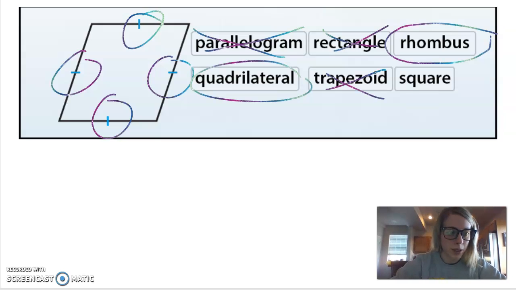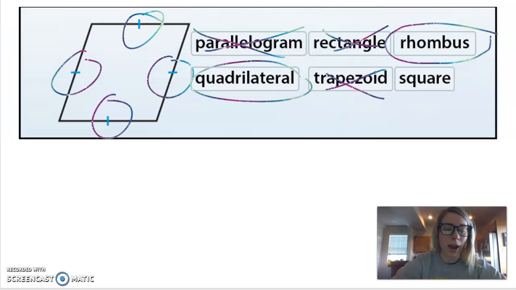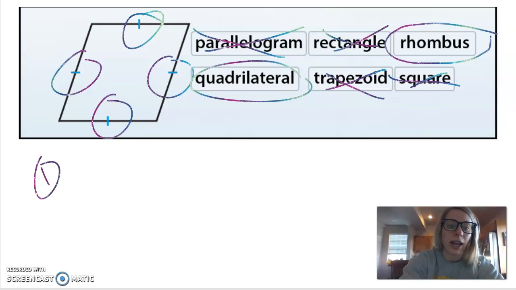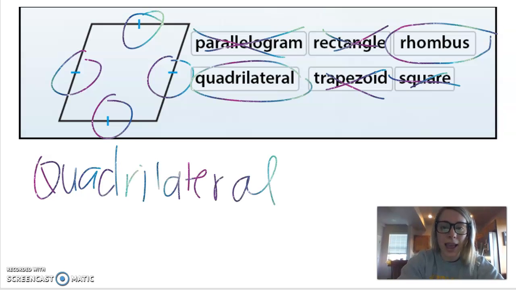A square. Let's see if this classifies as a square. A square has to have 4 right angles, and we don't have 4 right angles, so it's not a square. So we have 2 names for this quadrilateral here. It is called a quadrilateral and a rhombus.